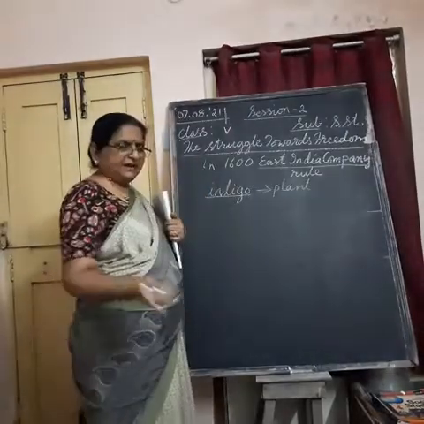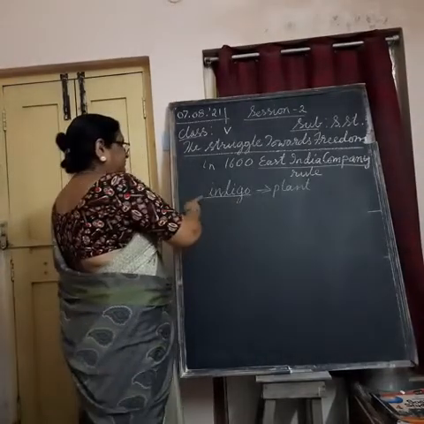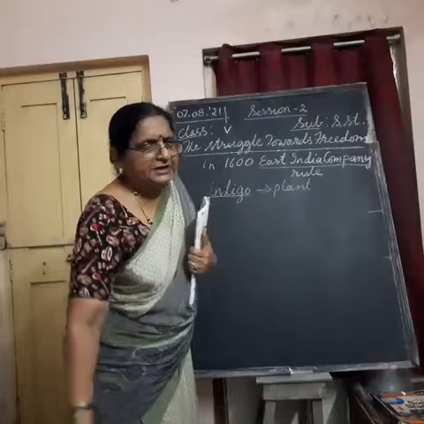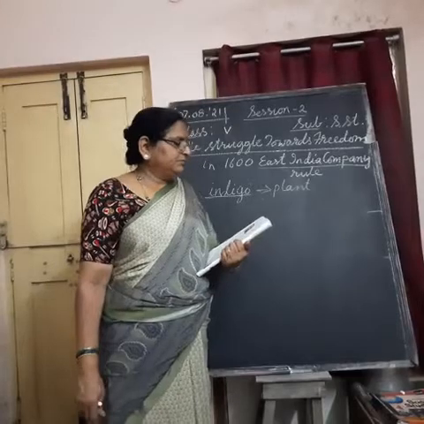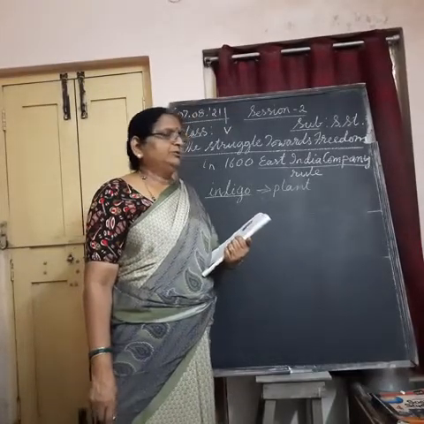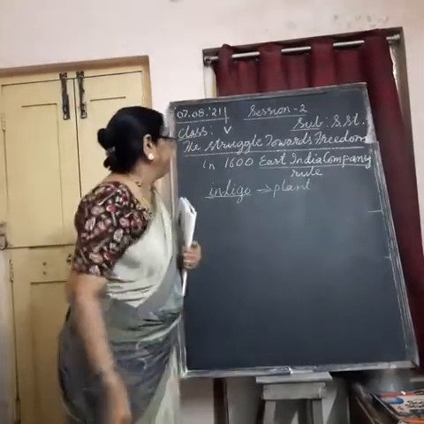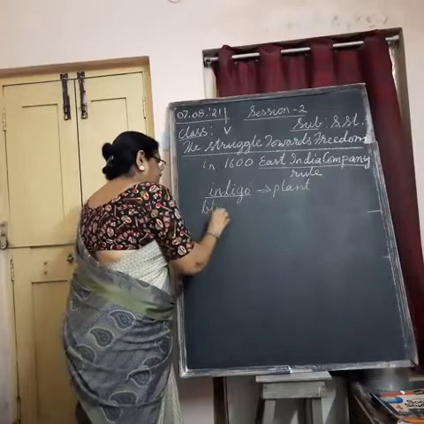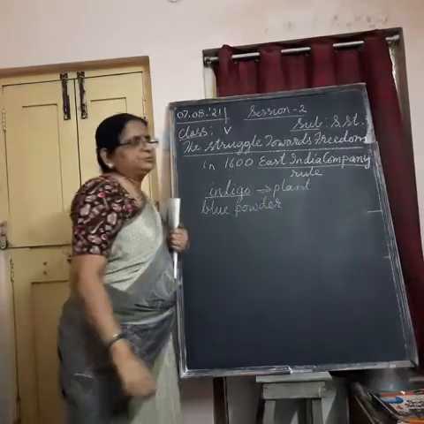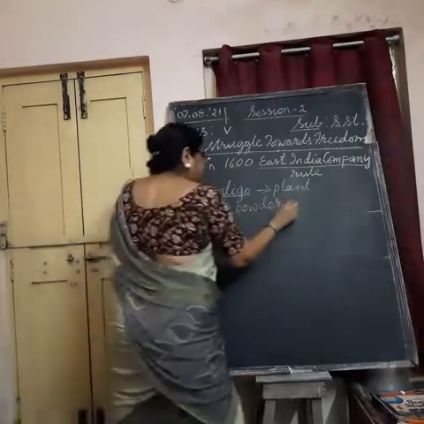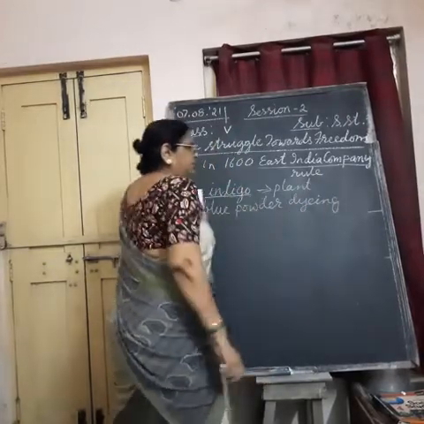So the British people gave Bharat the name of India. Because of this plant, we got the name India for our country, remember. So they forced the farmers to grow indigo, a kind of plant from which blue powder was made, which was used for dyeing the clothes. Dyeing means coloring the clothes.